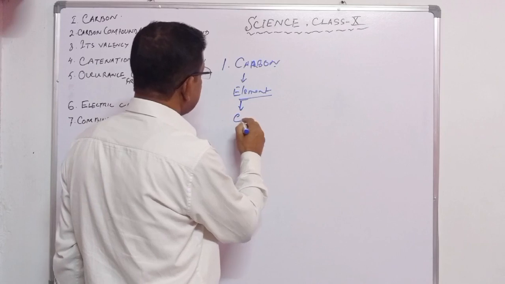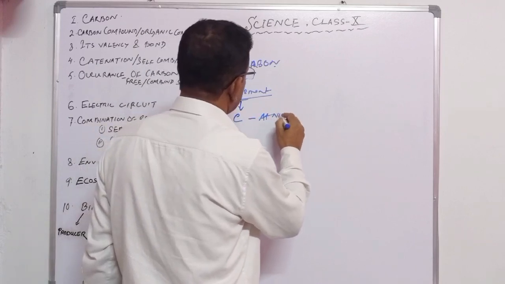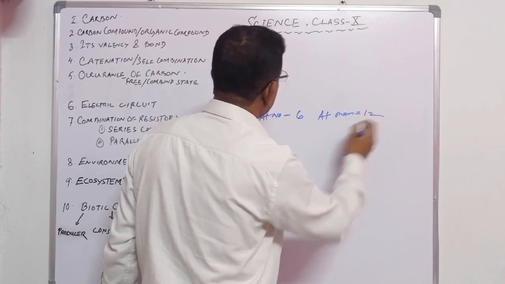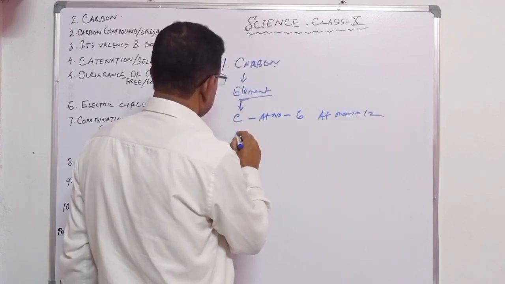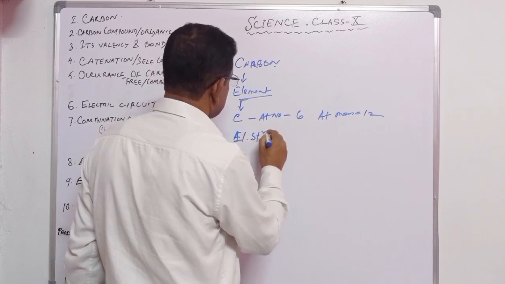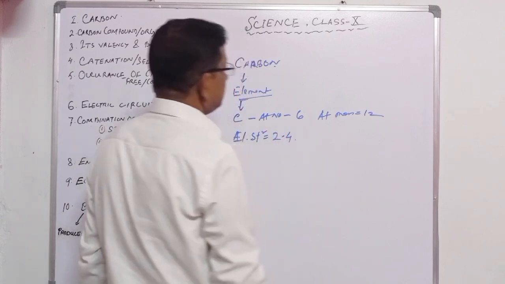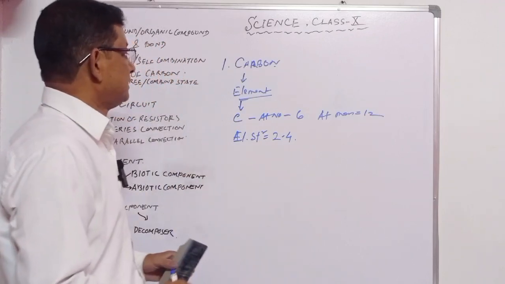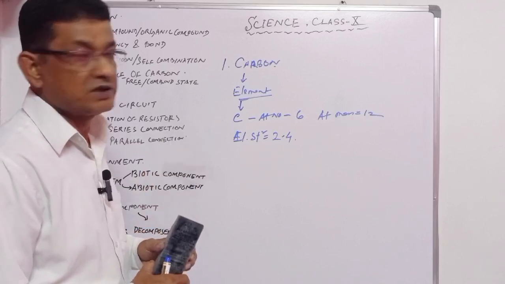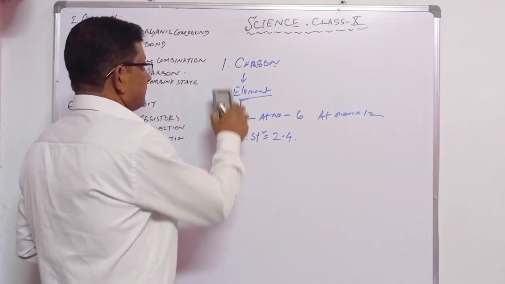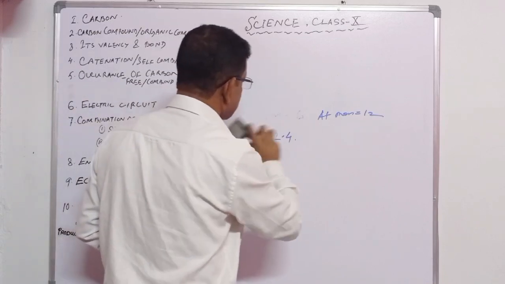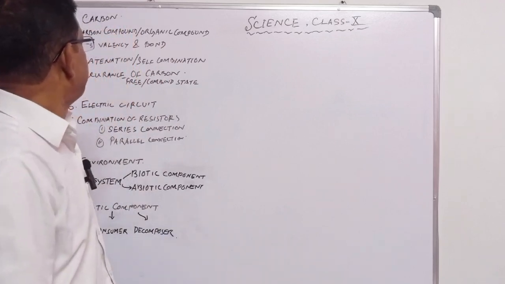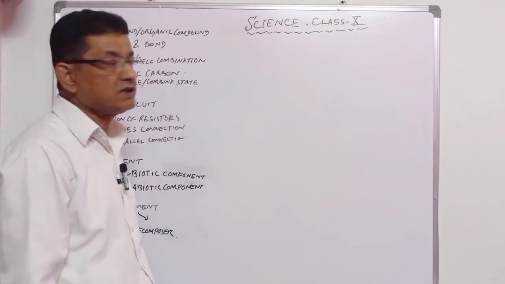Its symbol is C. Atomic number 6. Atomic mass 12. Electronic structure 2,4. And the color of carbon is black. This is a very important element to discuss. The percentage of carbon in the earth's crust is low, but the number of its compounds is very high.